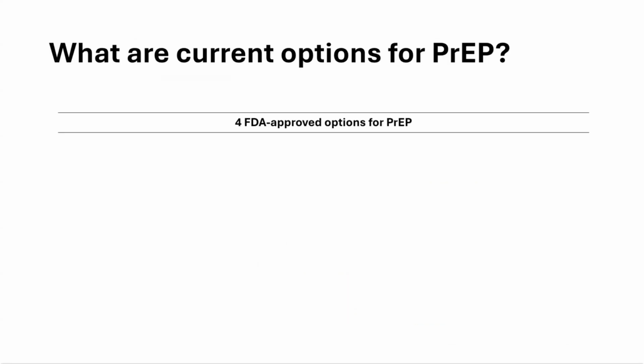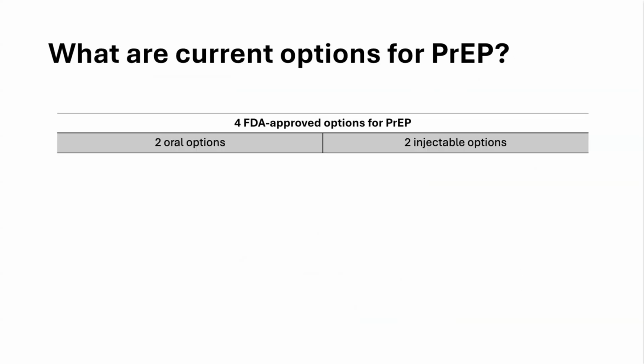So what are the current options for PrEP? I'm going to go through each of these and compare and contrast them so you know what's available. The FDA has approved 4 medications for HIV prevention. Next slide, please. And 2 of these are oral options, tablets that people take, and 2 of them are long-acting injectable options. Next slide, please.